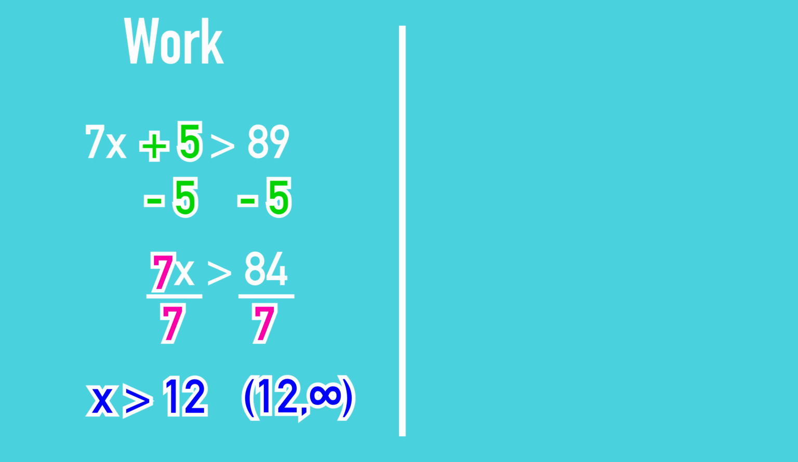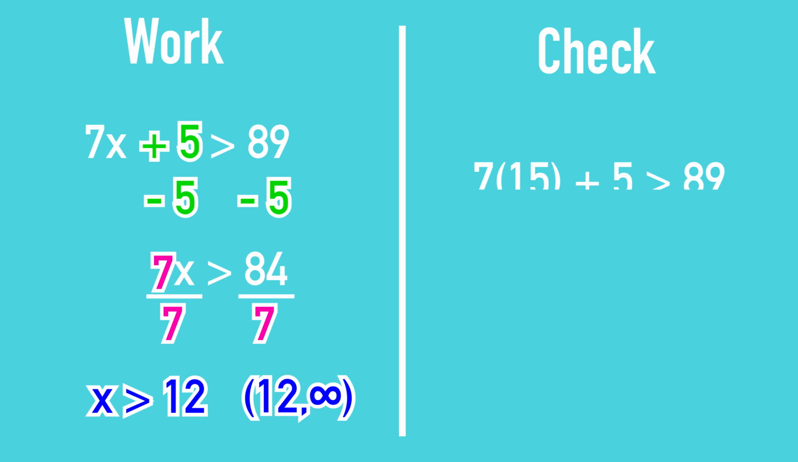We could test this using a value greater than 12. Let's try x equals 15. Using the substitution property of equality, we will evaluate 7 times 15 plus 5 is greater than 89. 7 times 15 plus 5 equals 110, which is in fact greater than 89.